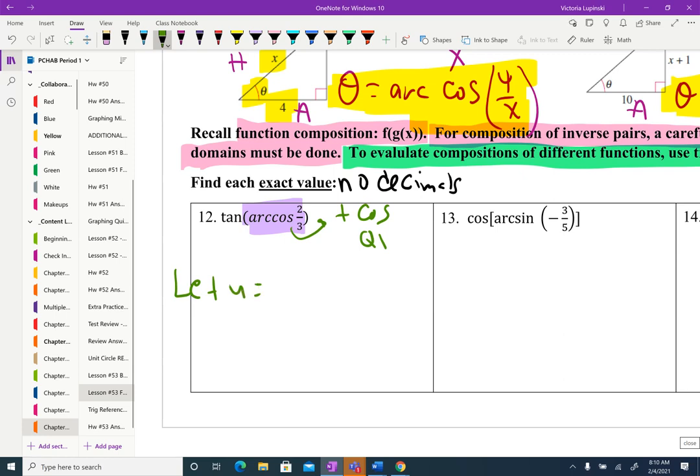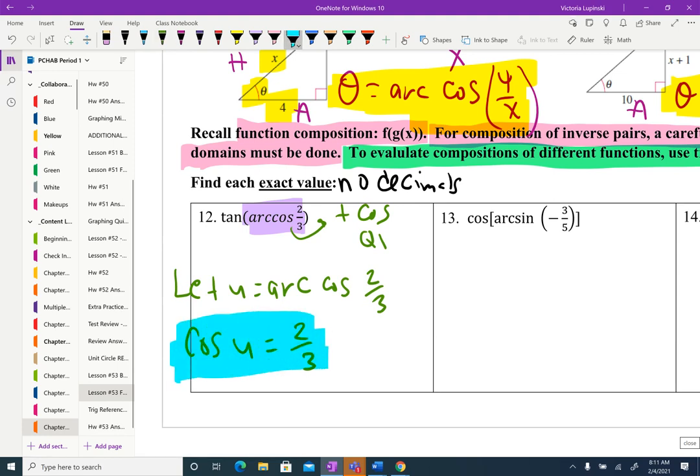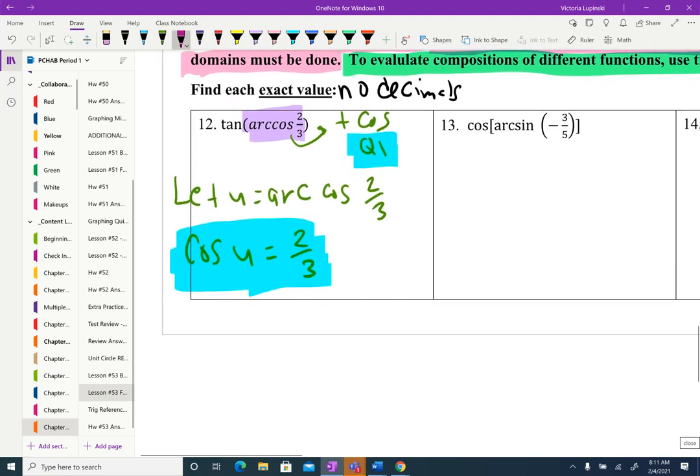Here's where the U substitution comes in. You're going to let U equal whatever the inside thing is. How do you get rid of an arc cosine? You take a cosine. So if you take the cosine of the left side, you get the cosine of U. If you take the cosine of an arc cosine, it switches to just be 2/3. So here's why we wanted to do our U substitution. We now have the cosine of U equals 2/3. And we have to be in quadrant 1.